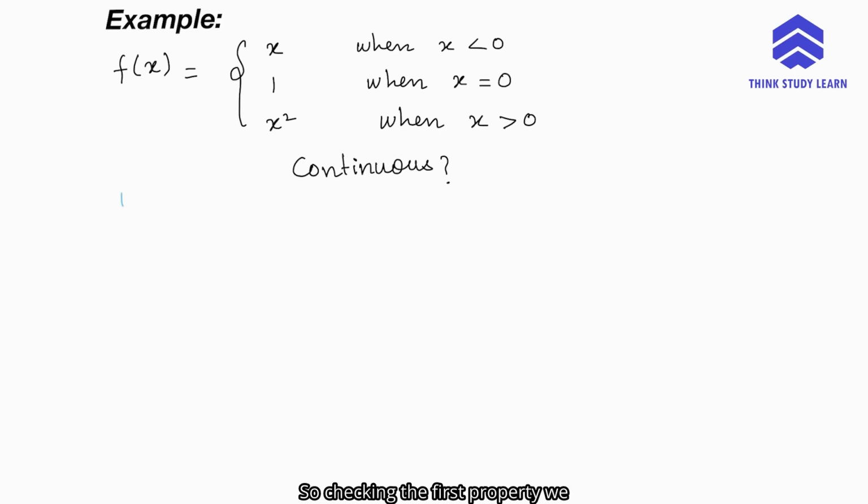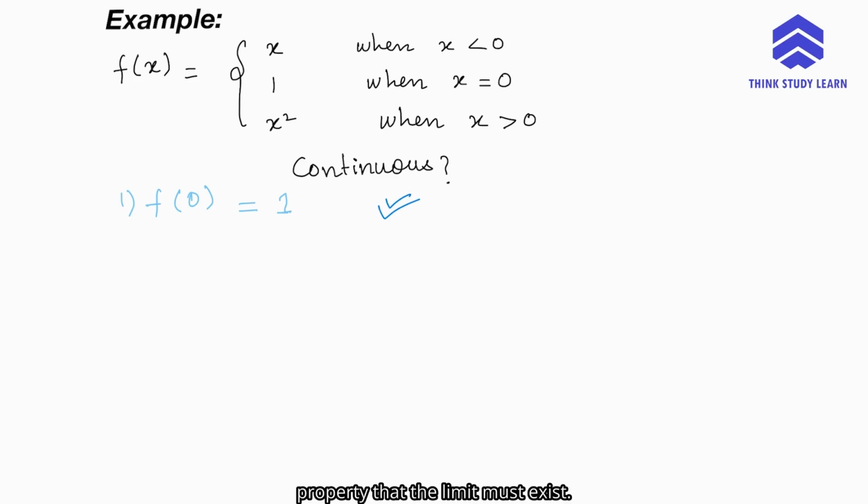Checking the first property, we have to check whether the function exists at x equal to 0. So if we put x equal to 0, we know that at 0, the function has a value and that is 1. So this means that the first property is satisfied.